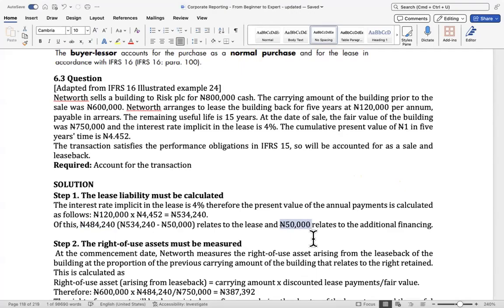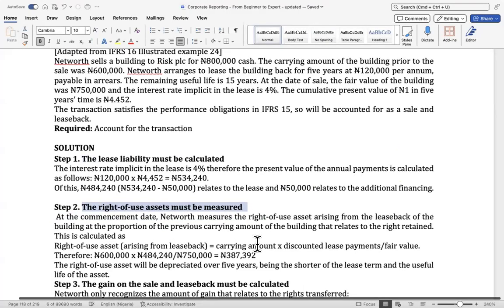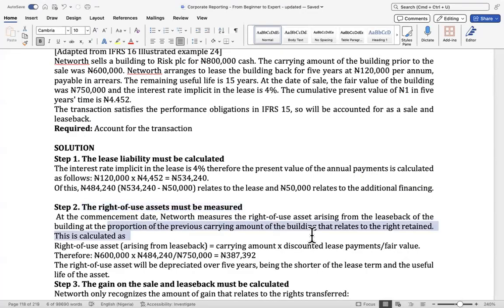Now, when that is sorted, then we'll recognize right of use assets also at the commencement date. But like I told you, this right of use asset will be measured based on the proportion of the previous carrying amount, just so that you don't value that right of use above its previous carrying amount. That will not be nice for us. So for that reason, we would need to do a proration.